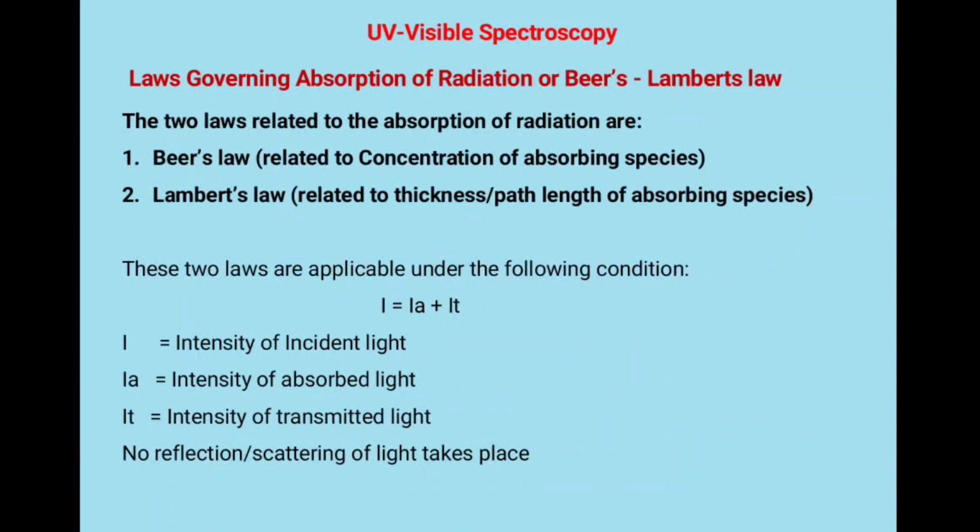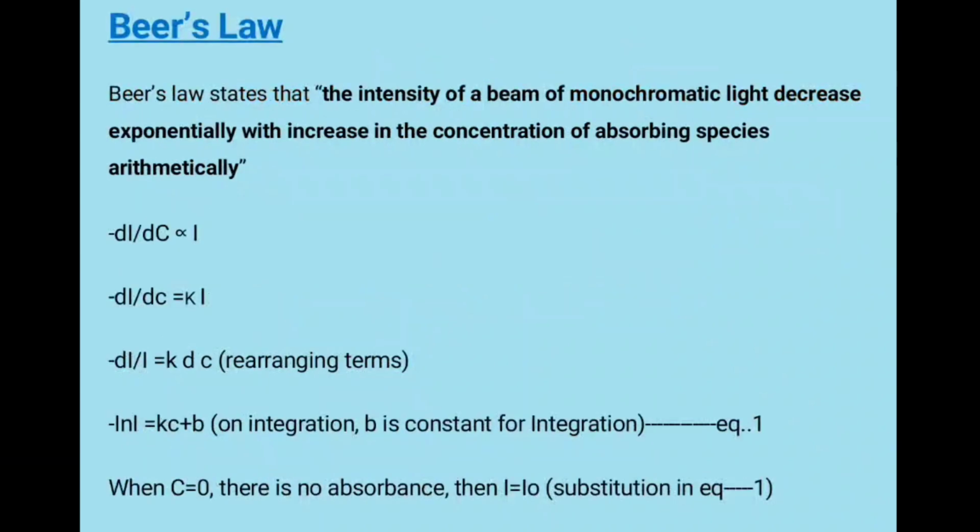The two laws related to the absorption of radiation are: one is Beer's law, which is related to concentration of absorbing species. The second one is Lambert's law, related to thickness or path length of absorbing species. These two laws are applicable when intensity of incident light is equal to intensity of absorbed light plus intensity of transmitted light. No reflection or scattering of light takes place.